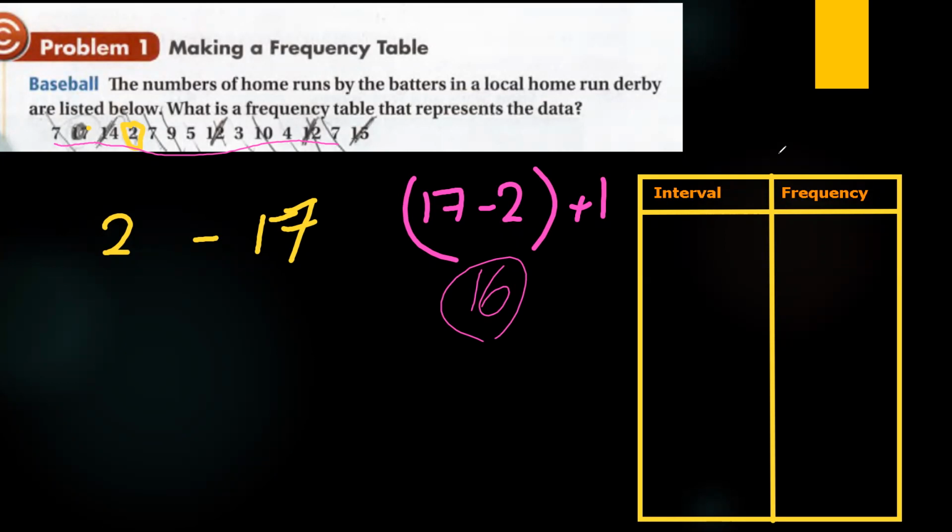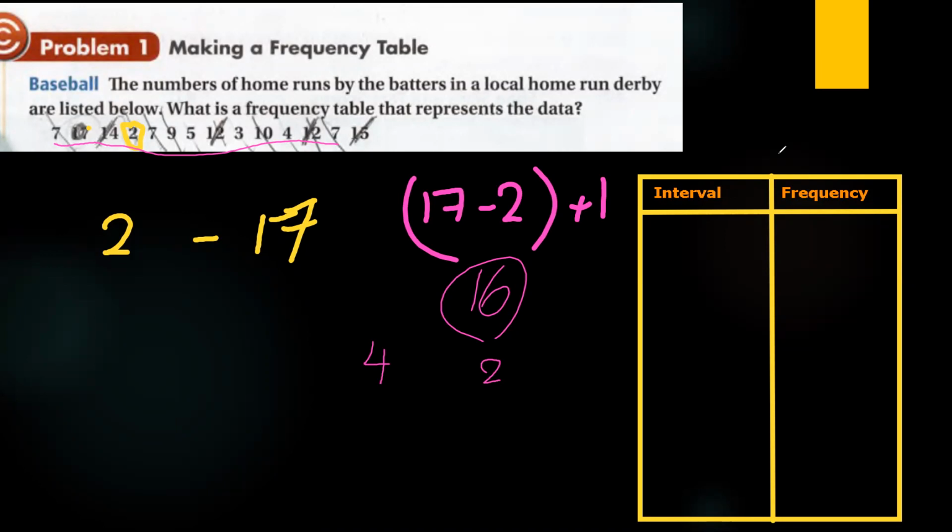Then find the number that you can divide 16 by, a number that 16 is divisible by. Give me any number. 2. We can divide it by 2. You can divide it by 4. If you divide it by 2, you have to put 8 intervals, and if you divide it by 4, we have to put 4 intervals. Let's take the easier one. Let's divide it by 4.